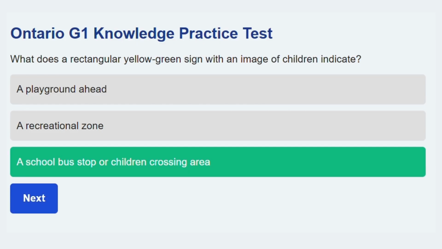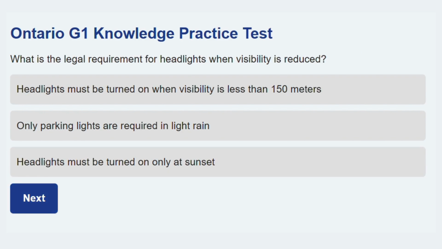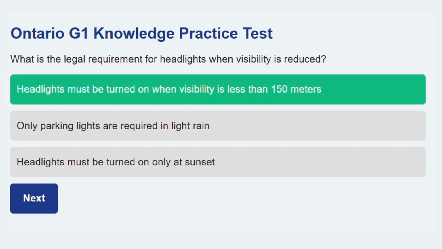Let's continue. What is the legal requirement for headlights when visibility is reduced? Headlights must be turned on when visibility is less than 150 meters. This ensures the vehicle is visible to others during poor weather or low light.